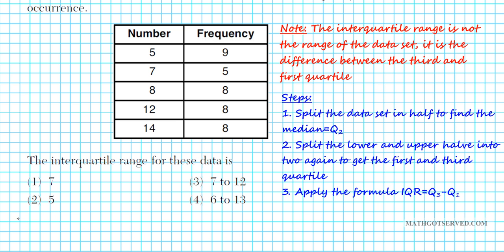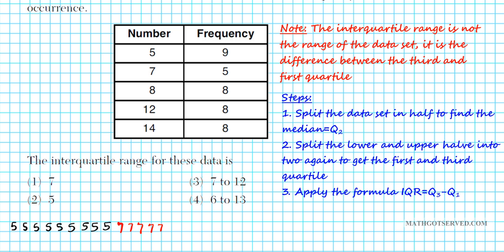So for the number 5, we have the frequency of 9. What does that mean? It means that in this data set, there are 9 5s. So let's list them. 1, 2, 3, 4, 5, 6, 7, 8, 9. And then we have 5 7s. Let's go ahead and list that. 1, 2, 3, 4, 5. Got carried away with my counting there.